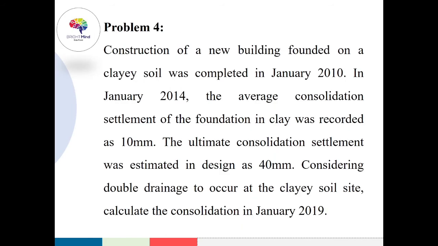Moving on to the next problem. A construction of a new building founded on a clay soil was completed in January 2010. In January 2014, the average consolidation settlement of the foundation in clay was recorded as 10 mm. The ultimate consolidation settlement in design was assumed as 40 mm. Considering double drainage at the clay soil site, we have to calculate the consolidation settlement that will occur in January 2019.